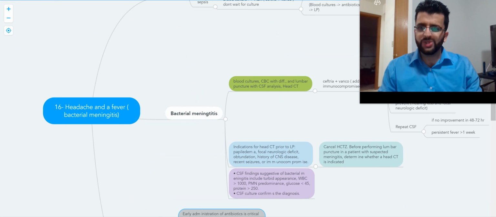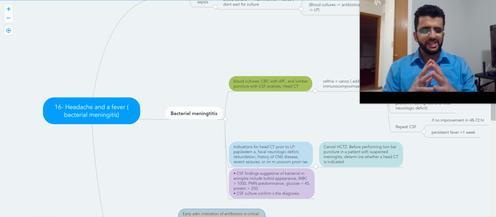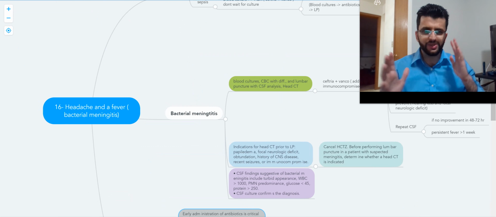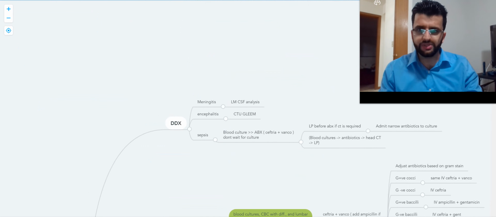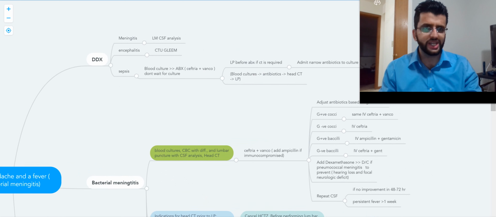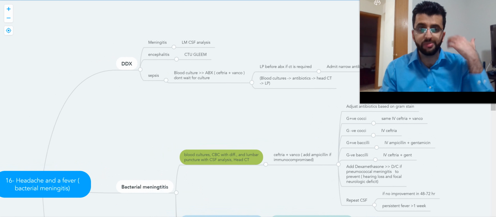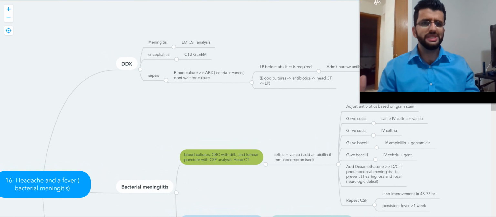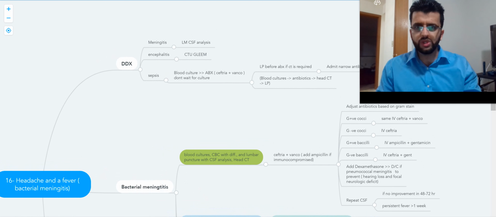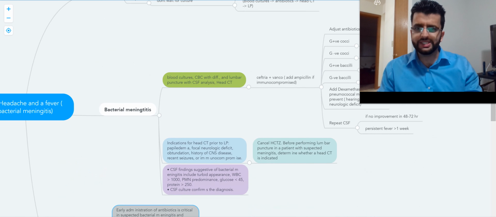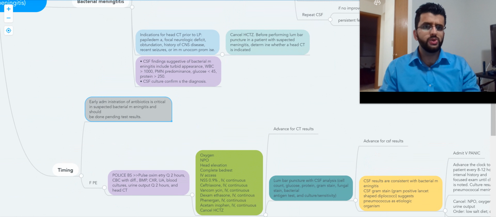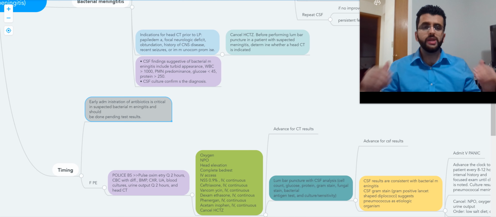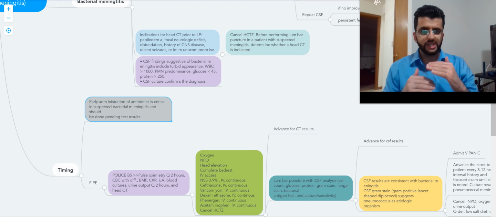So our patient for today is a patient with a headache and a fever. Headache and a fever could be encephalitis. Let's see the differentials: it could be meningitis, inflammation of the meninges, inflammation of the brain, which is encephalitis, or it could be just sepsis. So for meningitis, this case is going to be bacterial meningitis. So let's run over the case, and then we see if they change the case, how do we respond.